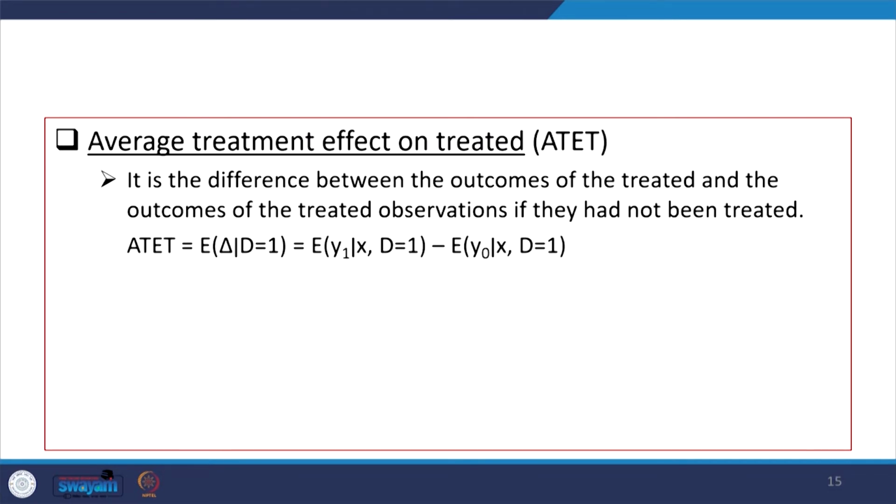Now, we are coming to the explanation of ATET. ATET is basically average treatment effect on the treated group. Within the treated group, we want to find out the change due to the treatment. It is the difference between the outcomes of the treated and outcomes of the treated observations if they had not been treated.